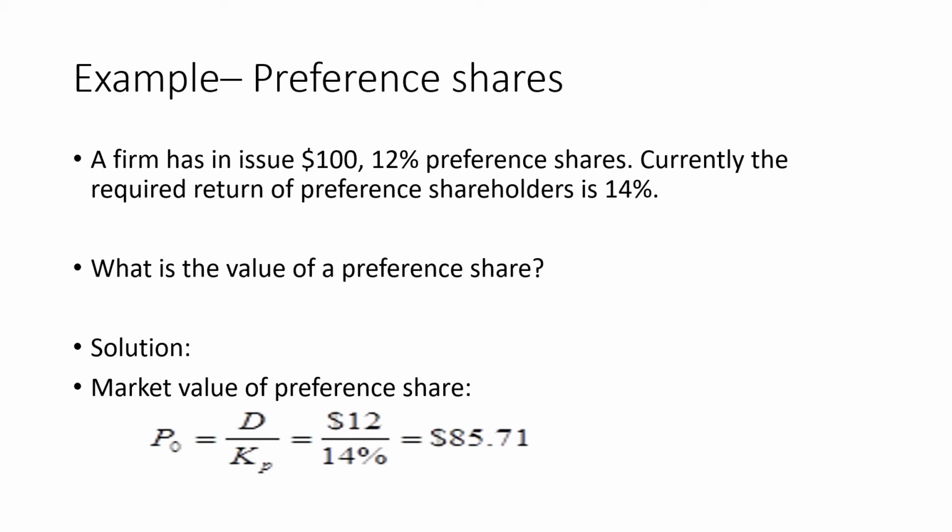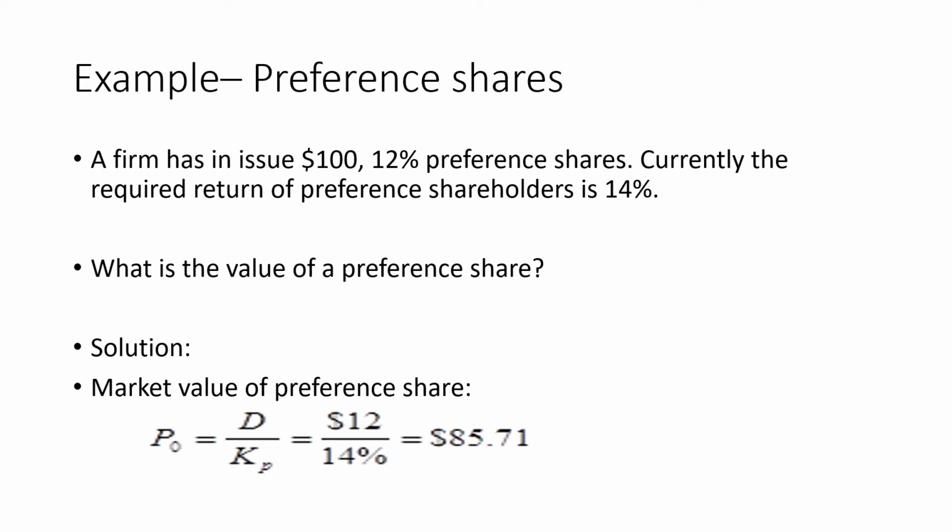Now we can see the calculation for our preferred shares. This is an example of a preferred share which is irredeemable. A firm has an issue of $100, 12% preference shares. That means that you'll get 12% on $100 each year, that would be $12 each year. And currently the required return on the preferred share is 14%. So what is the value of the preferred share?